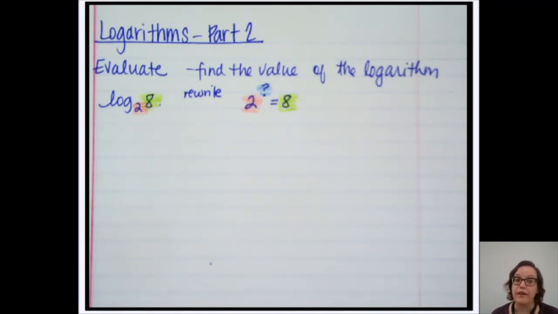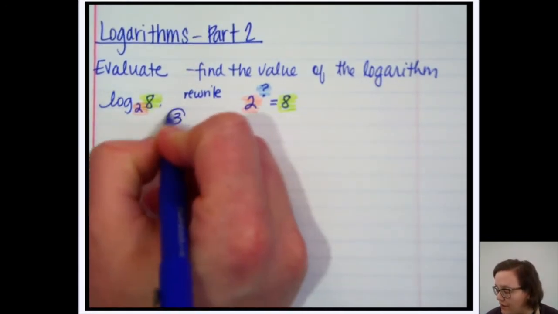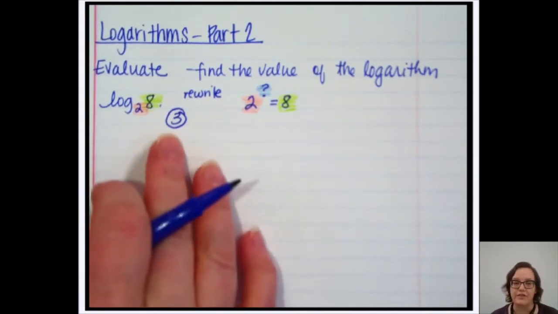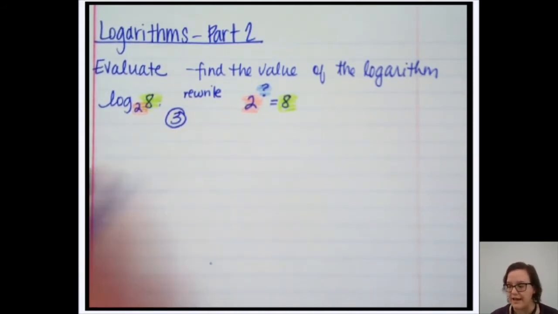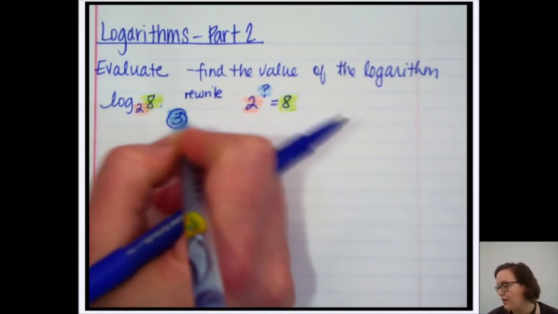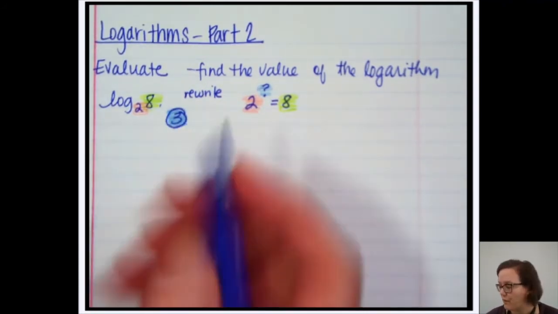Now, be careful, the answer is not 4, right? It's not 2 times 4. It's how many 2's. 2 times 2 is 4, and 4 times 2 is 8. And so the actual answer is 3. So log base 2 of 8 is 3. That's what we're looking for, is just that 3. Again, we are looking for that number when we evaluate.